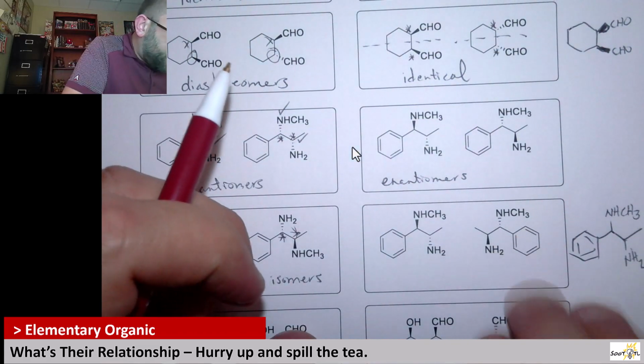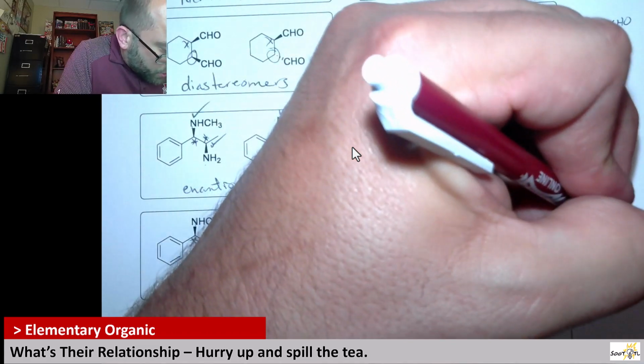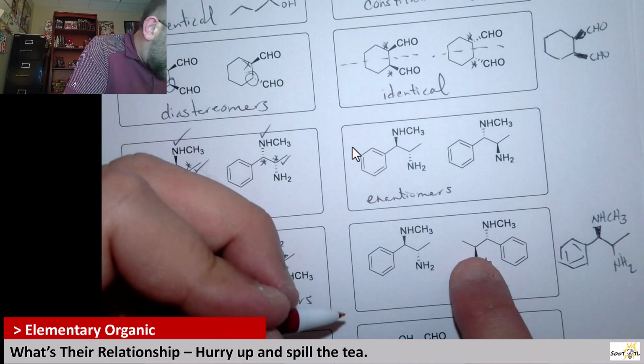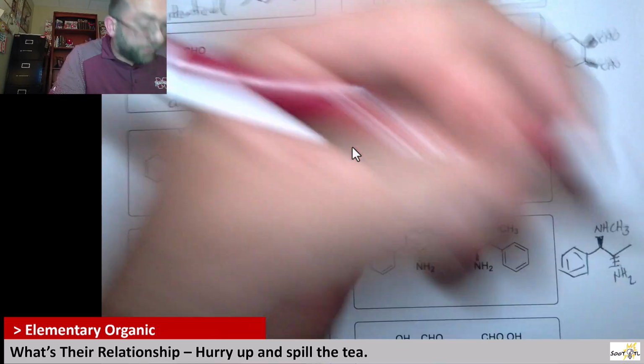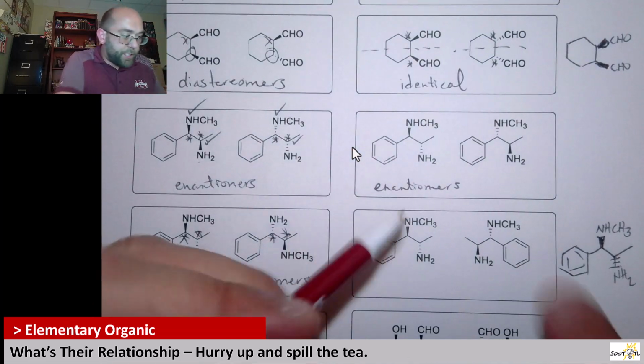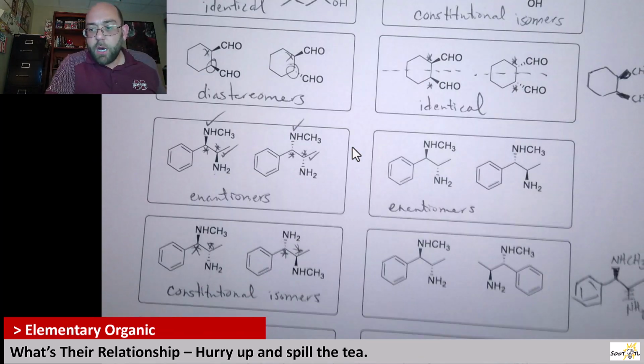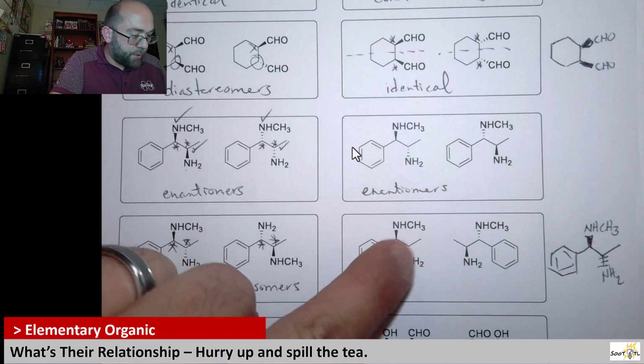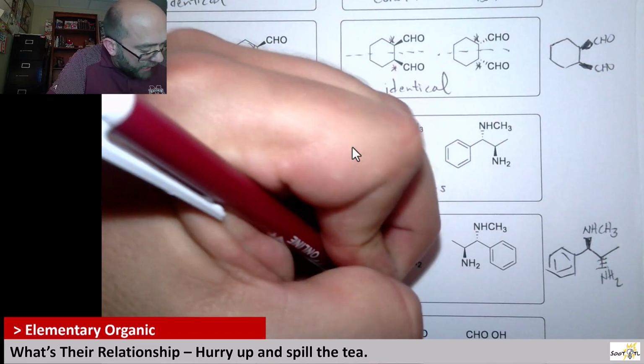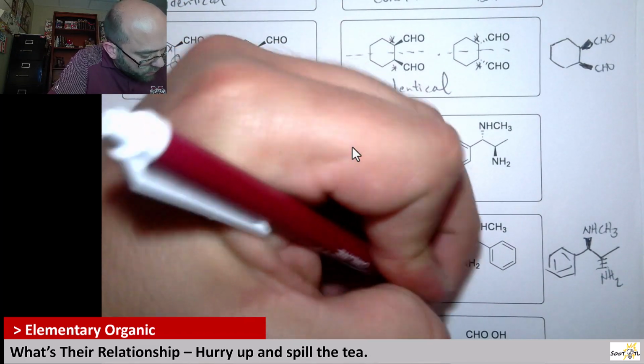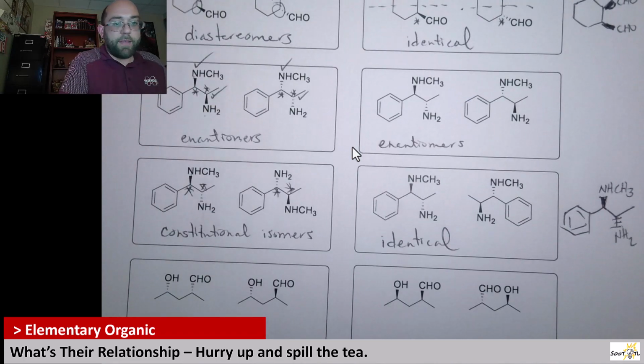And then what would happen when you flipped it over? This would become a wedge, and then that would become a dash because we flipped it over, right? So we changed the dash and wedgeness of them. So you notice wedge, wedge, dash, dash. So these two are actually identical. All right. And then our final two.